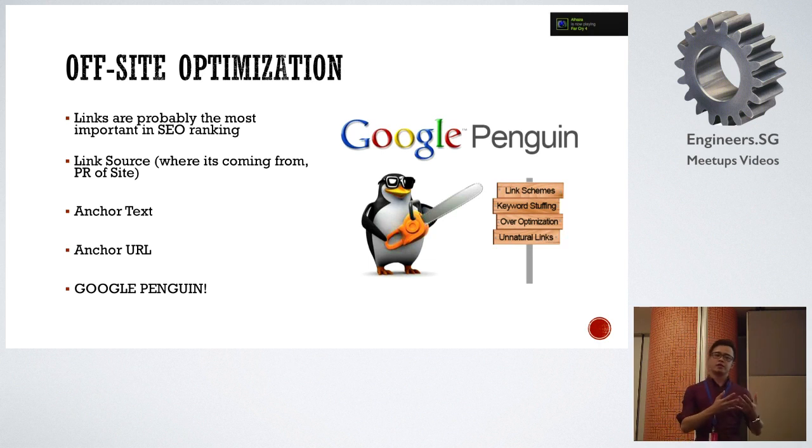So a high page rank website linking to you, a high page rank food blog versus a low page rank food blog. Of course, the higher page rank one has more value. Okay, so the anchor text.